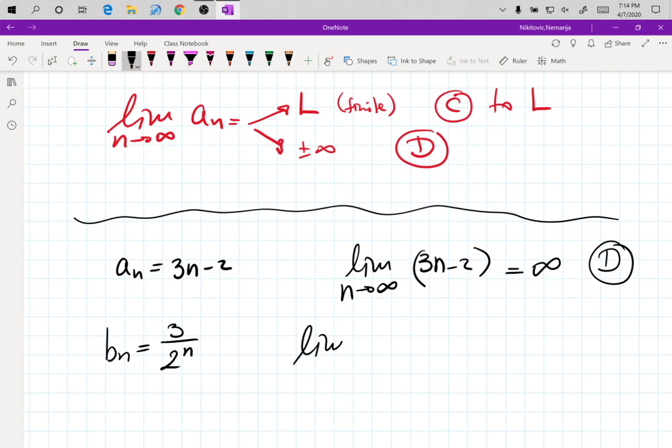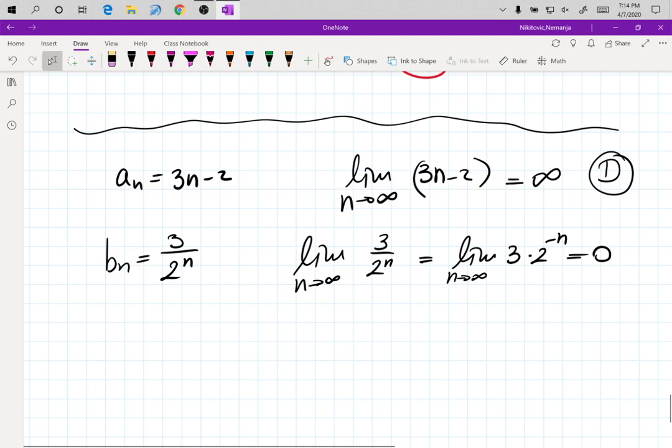we'll also use the same test. It's always the same test for sequences. There's nothing else. And you can rewrite this as an exponential function with a negative exponent. And now you see that it goes to 0. And you will say it converges to 0.